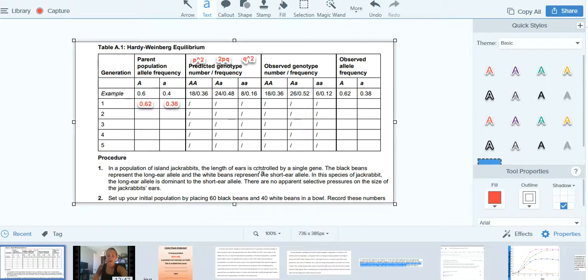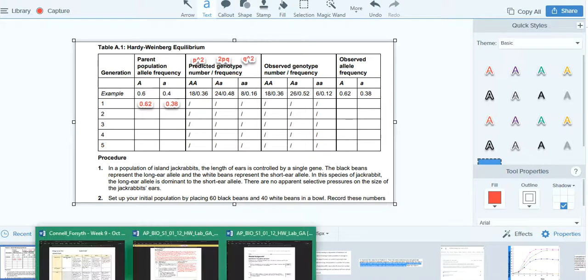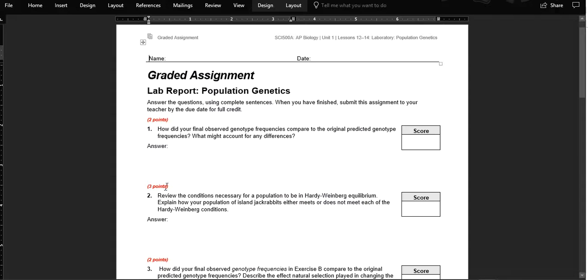When you finish your data table, it's telling you you're going to answer questions 1 and 2 in your lab report. So here we are. Here's our lab report. Here's questions 1 and 2 that pertain to that activity. All right, follow the next video to see exercise B.